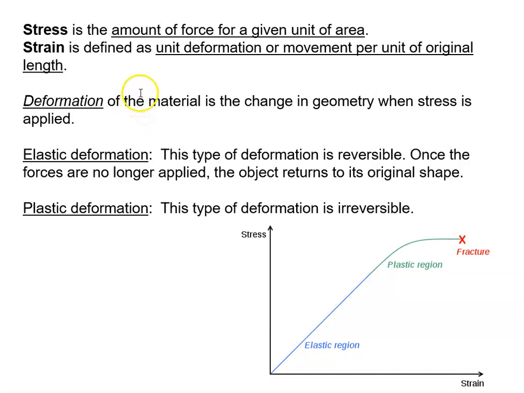Okay, so stress is the amount of force that's occurring inside the object, and strain is the amount of change or deformation that's happening to that object. It's deforming. As the stress is increasing, some object is deforming. And deformation of the material is the change in geometry when the stress is applied.